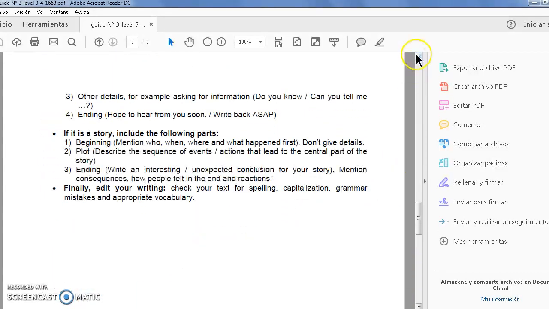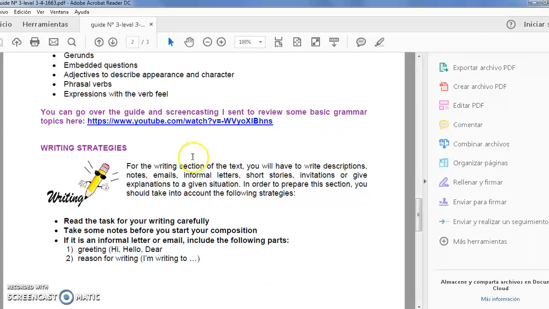Finally, writing strategies. The writing strategies here include writing descriptions, notes, emails, informal letters, short stories, invitations, or giving explanations to a given situation. In order to prepare this section, you should take into account the following strategies.